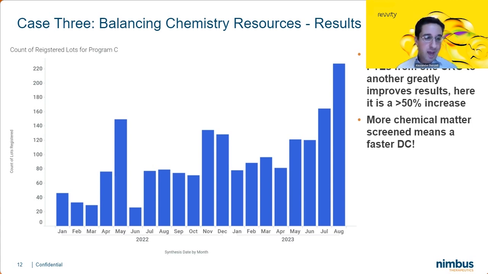On the left, we have the count of lots that we've registered per month for the total for this program, and we did that shift in the summer of 2023. You can see that we've been able to scale up and increase the amount of chemical matter we're able to screen, which is important because more chemical matter screened means you can get to your DC faster. You've got to get through that chemical matter to get there.